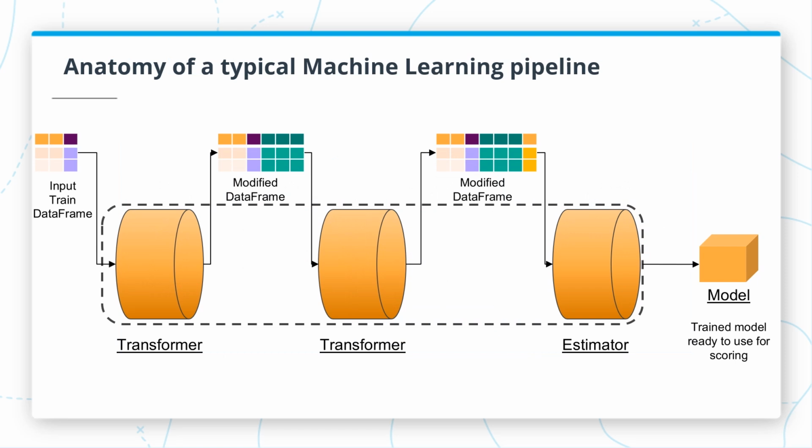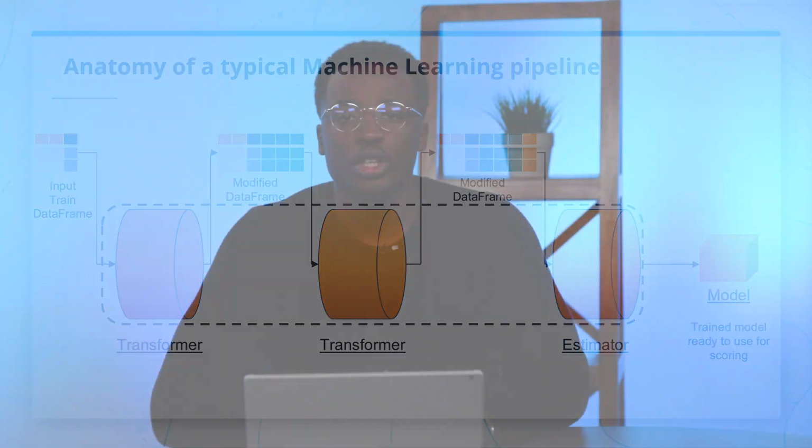The last step of the pipeline is an estimator which processes the modified data frame using the selected algorithm to train the model. The final output is the trained model. As the last step of this pipeline, you might register and deploy the model to one of the available deployment compute targets.